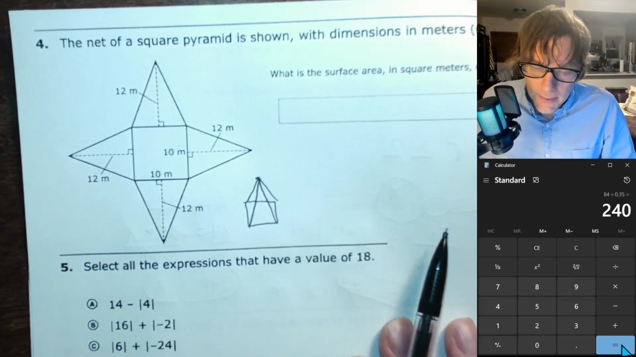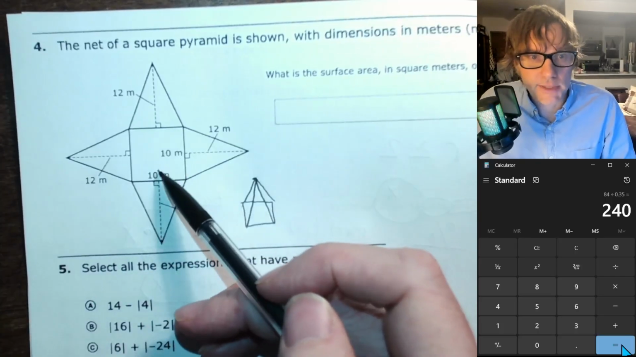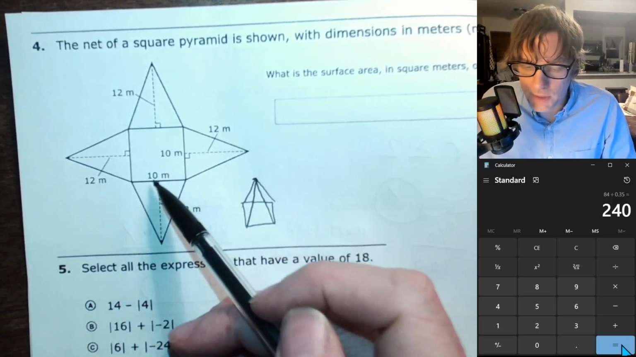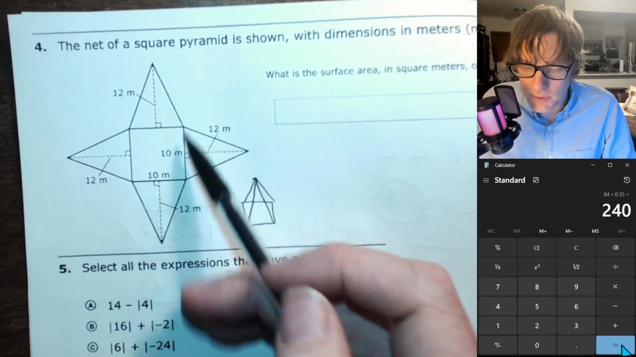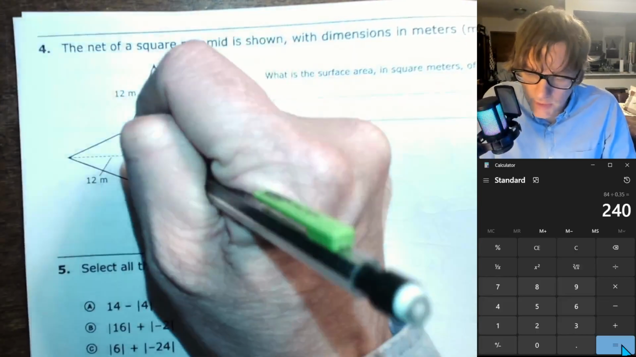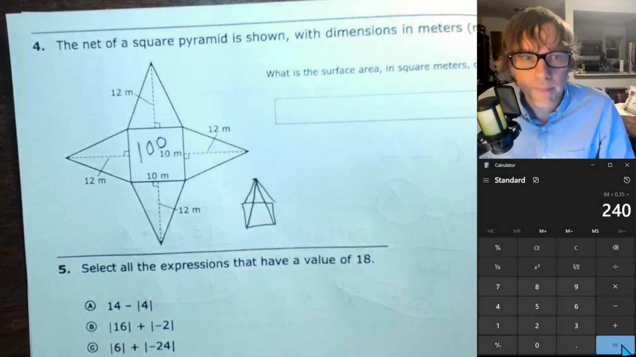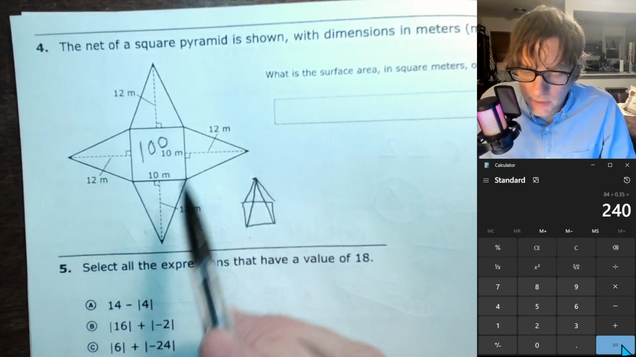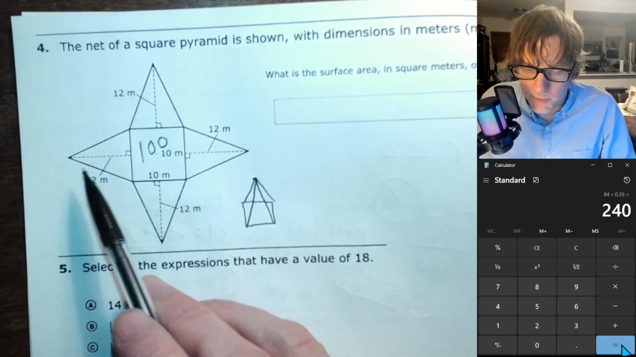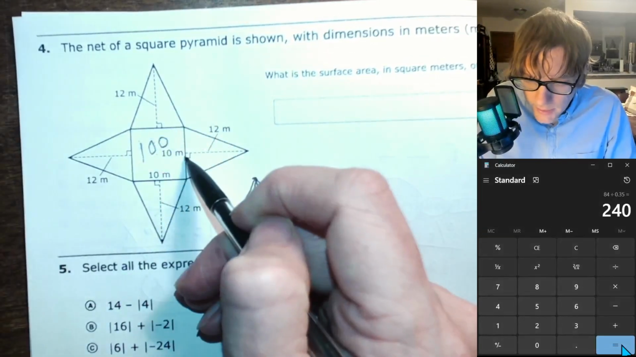All right. Let's start with the square. That'll be the easiest. Area for a square is length times width. So I've got 10 times 10. So I'm just going to write 100 inside of here just to keep track of it. 10 times 10 is 100. All right, and now all of these triangles are going to be exactly the same. They're all equal. So I've got 10 and I've got 12.